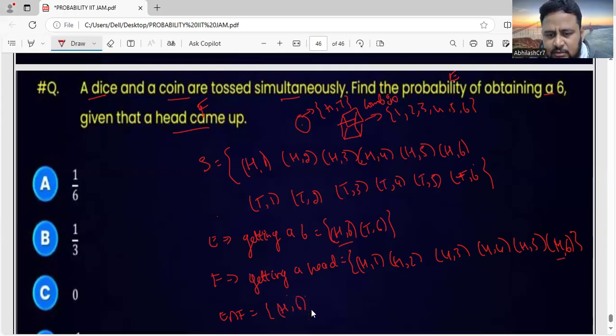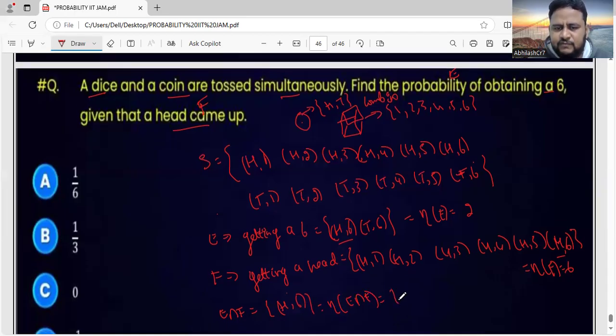This is common. Now, for this, if I talk N of E, it will be what? It will be 2. For this, if I talk N of F, it will be what, friends? 1, 2, 3, 4, 5, 6. If I talk N of E intersection F, it is nothing but 1.